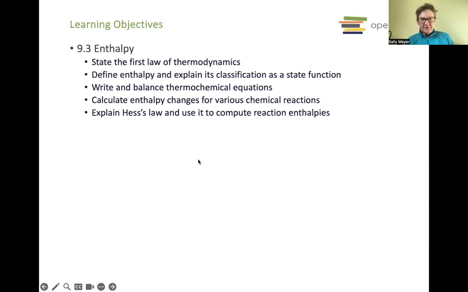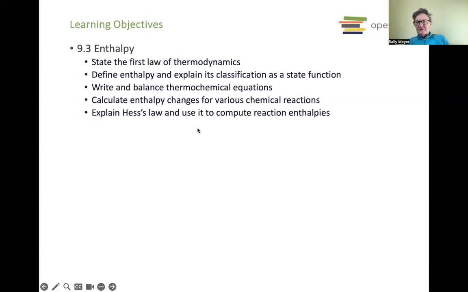Gonna finish up our thermochemistry chapter. Okay, we left off here at defining this function called enthalpy. So we need to think about why we had to define this function.